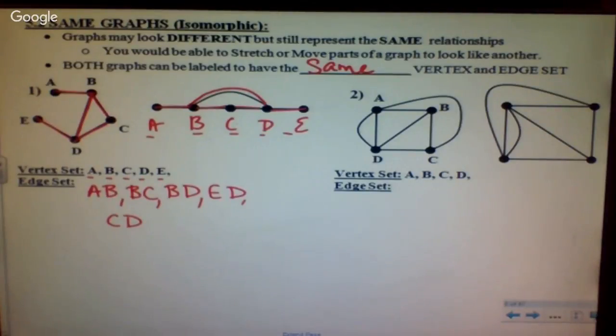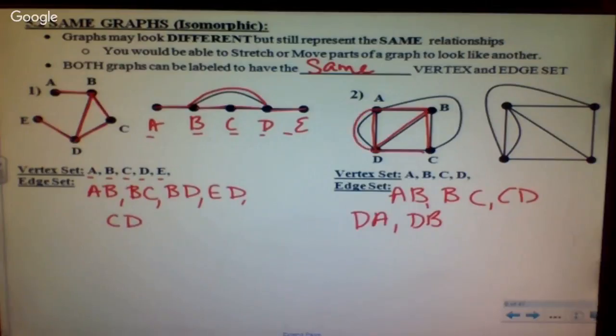Take a look at number two. What does my edge set look like for number two? A to B, B to C, C to D, D to A, D to B, D to A, and A to C.